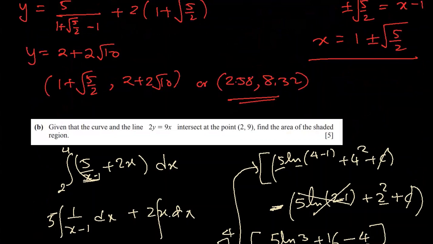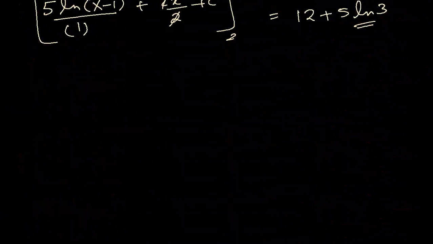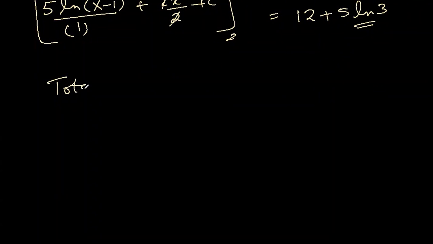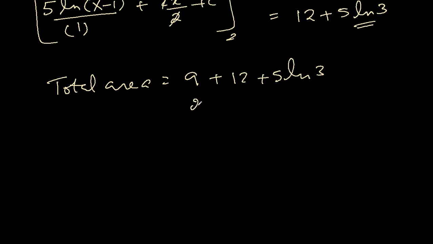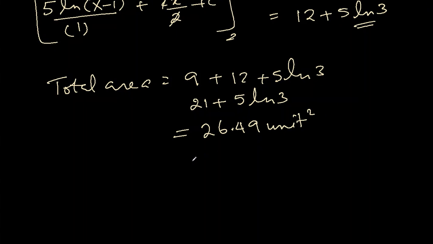We will add what to it? What was the earlier one? 9? 9 units. So total area equal to 9 plus 12 plus 5 ln 3, which will be 21 plus 5 ln 3. If you want to convert it to decimals, that will be 26.49 units square, or you can change it to 3 significant figures, 26.5 units square.